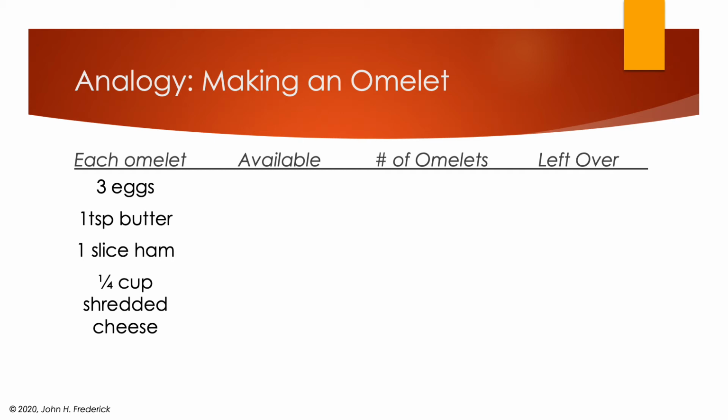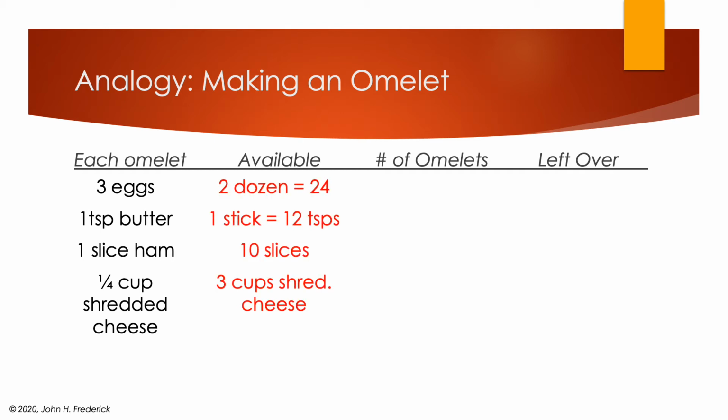We go to the fridge and we find that what we have available are 2 dozen eggs, so lots of eggs. We've got a stick of butter, we've got a package with 10 slices of ham, and we've got about 3 cups of shredded cheese that we can put in here. So now the dilemma is, how many omelets can we make? Can we invite somebody over to eat breakfast with us? So I've got to figure out for each one of these ingredients how many omelets it can make, and then from that amount I can decide which one limits how many total omelets we can make. So with 2 dozen eggs, I've got 24 eggs.